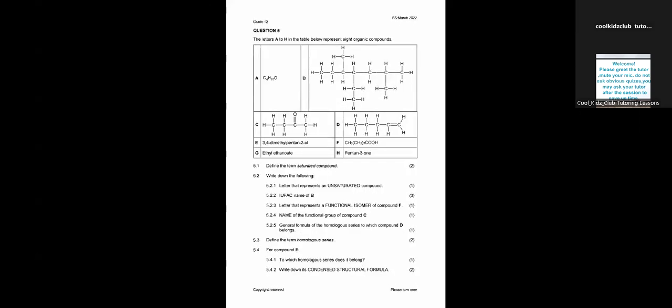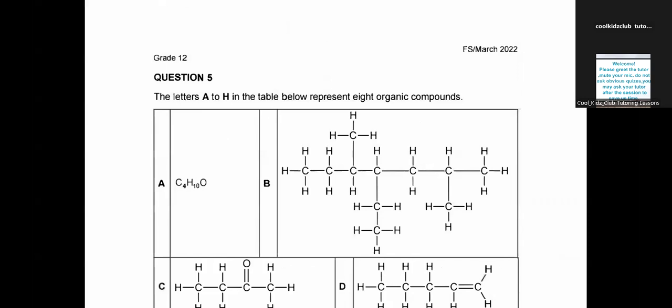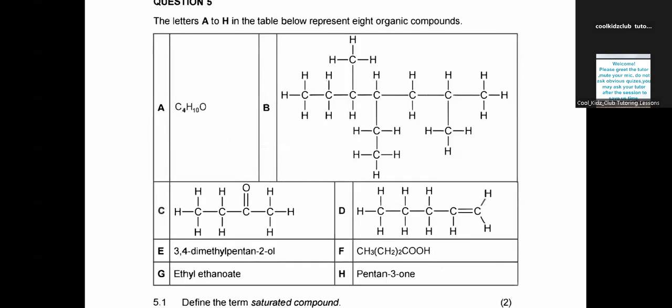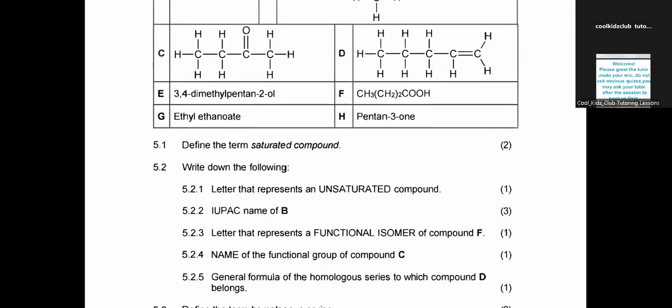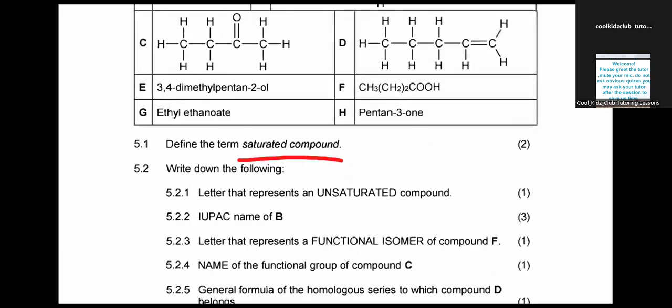So now, it's question 5. The letters A to H in the diagram below represent 8 organic compounds. And as we can see them as they are, they asked, can you define the term saturated? On that video, I covered the definition of a saturated compound. When we talk about a saturated compound, we talk about compounds in which there are no multiple bonds.